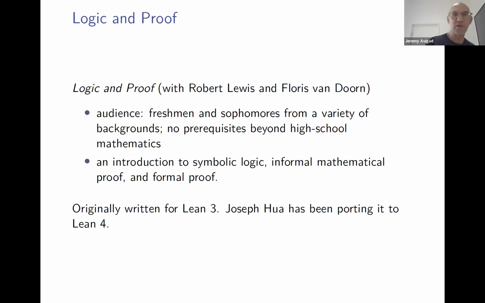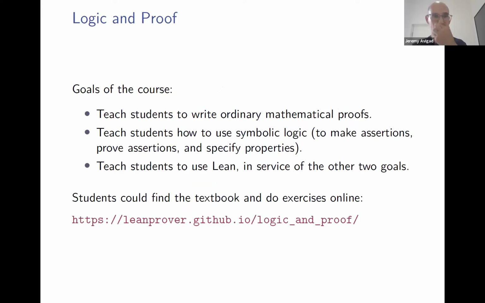And the textbook is written for Lean 3. The course materials are prepared for Lean 3. But Joseph Vaugh just taught it this past summer. And so I believe he has the materials reasonably well ported to Lean 4. And the goals of the course were, primarily I'd say, to teach students to write mathematical proofs, informal mathematical proofs. But along the way, we also give them an introduction to symbolic logic.